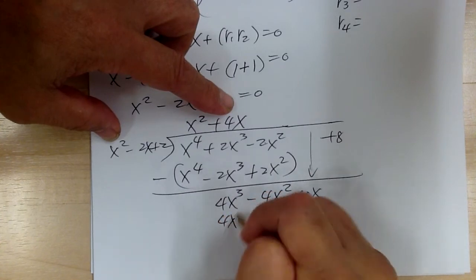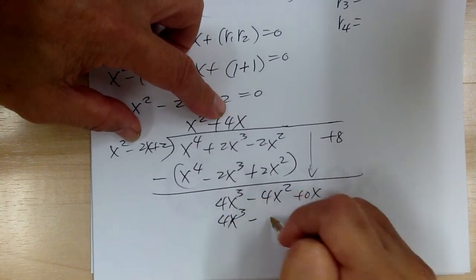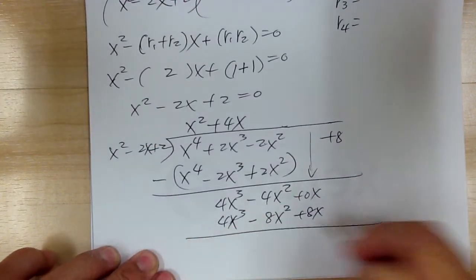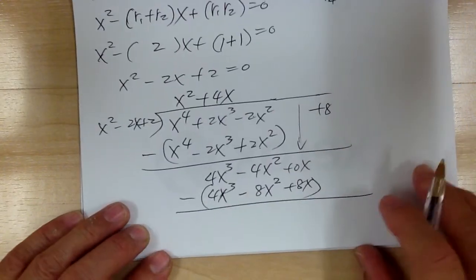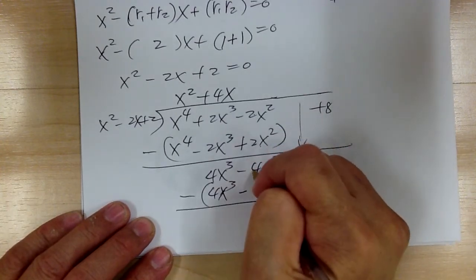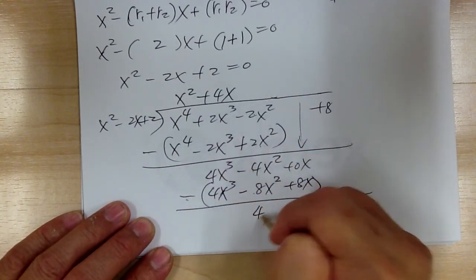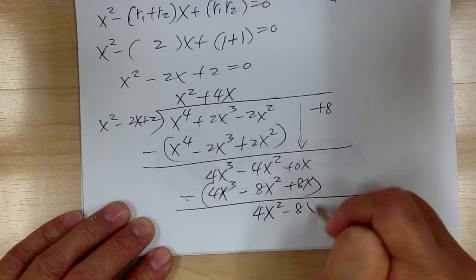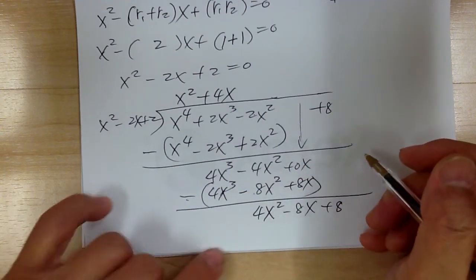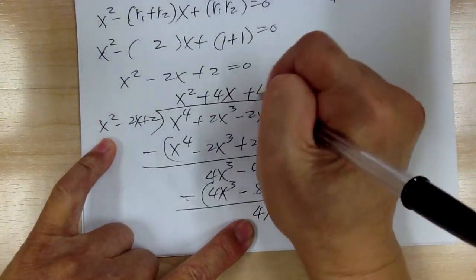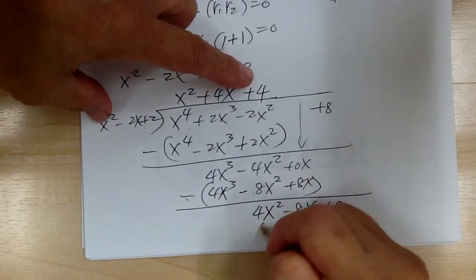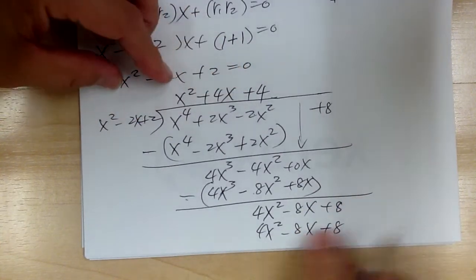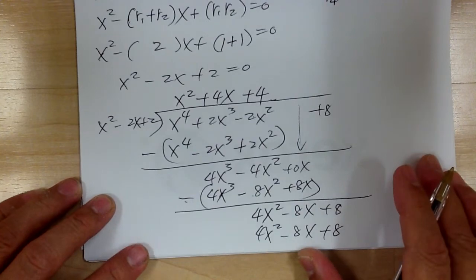So it would be 4x cubed minus 8x squared plus 8x. Draw the line. Subtract. So negative 4 minus negative 8 will give you positive 4. 0 minus 8 will give you negative 8. And you drop the next one. And so from here, you need to get plus 4. So you're going to get 4x squared minus 8x plus 8. Again, there will be no remainder. Cannot have a remainder.